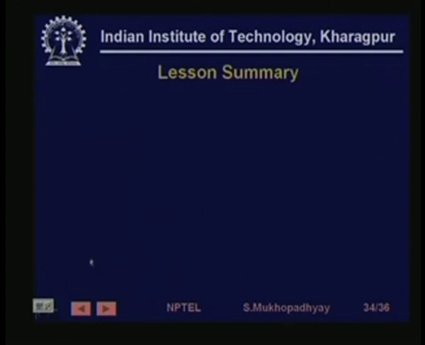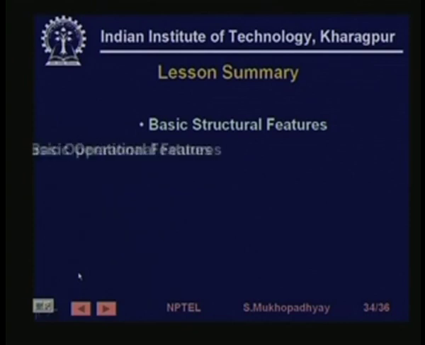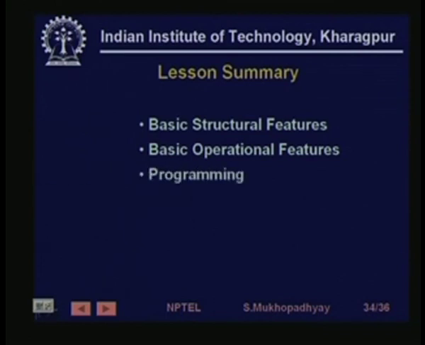So, we have come to the end of the lesson, the lesson summary, and what have we seen? We have seen the basic structural features of a CNC machine, what it is made of. We have seen its basic operational features, how it works, and the basic structure of programs. So, we have seen a basic look into the blocks, and we have looked at the typical drive requirements for spindle and feed drives. We have also seen the basic advantages of this machine, that they are much more accurate and much more flexible.